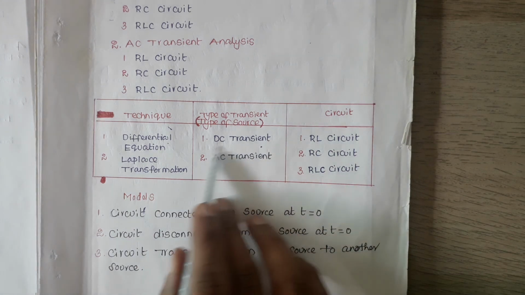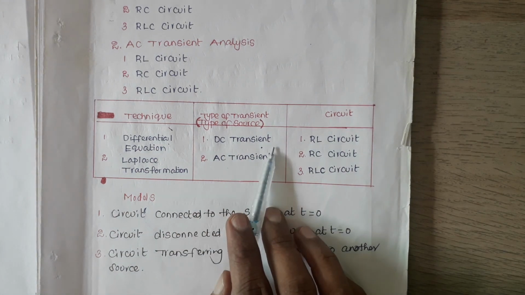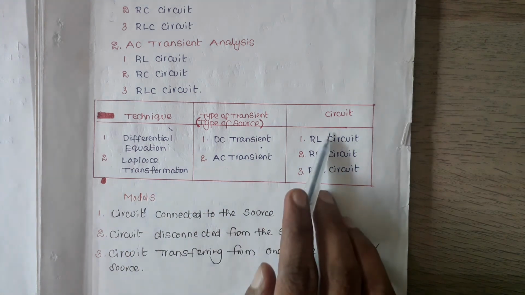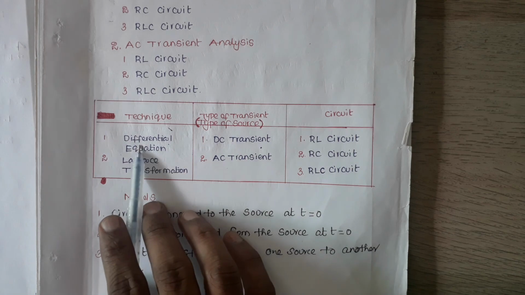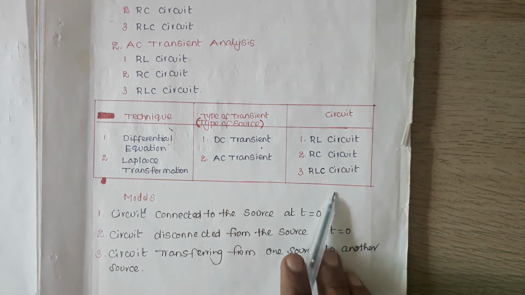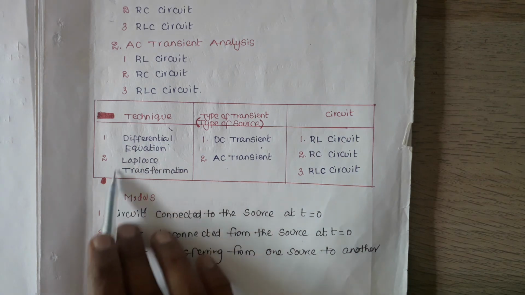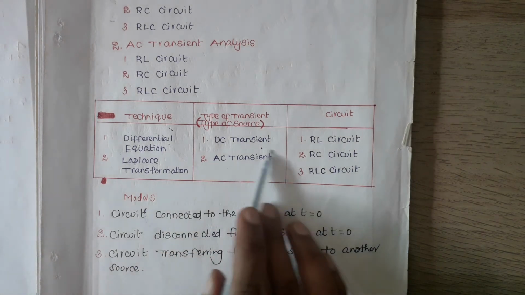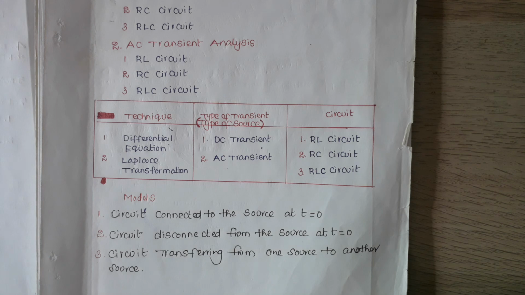AC transients, leave them as a choice. So you prepare only DC transients in both techniques, the differential equation approach and the Laplace transform approach, for all the circuits and all the models. Up to now we discussed the differential equation approach, DC transients, all the circuits and all the models. From the next video I take up the Laplace transform approach, DC transients, all the circuits and all the models. I am not going to discuss the AC transients; leave them for choice.